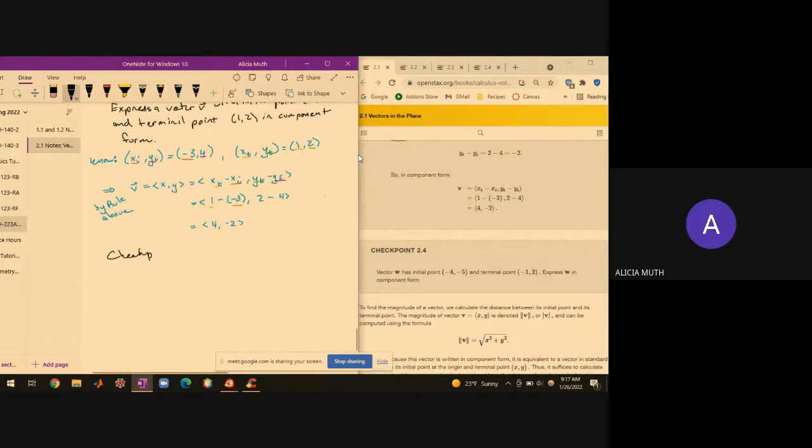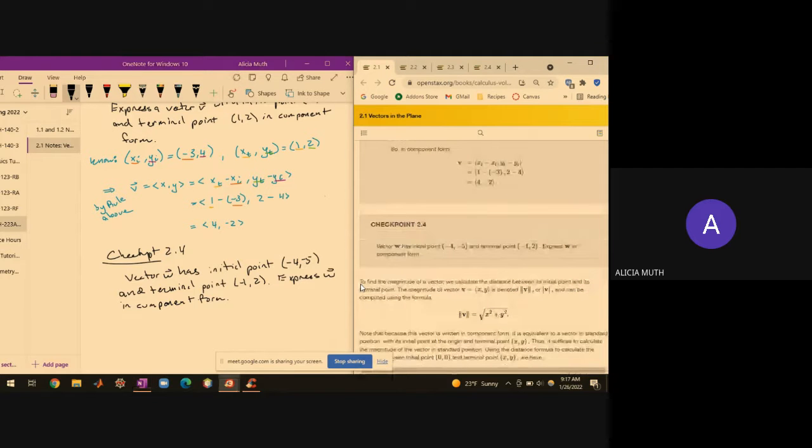So for checkpoint 2.4, we're told that vector w has initial point with coordinates -4, -5, and terminal point -1, 2. So let's express w in component form. So that's the end of this particular video, not the end of the section. So feel free to pause the play or just go ahead and get started on your own.